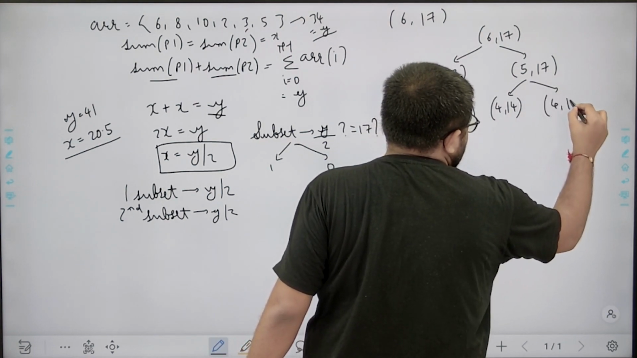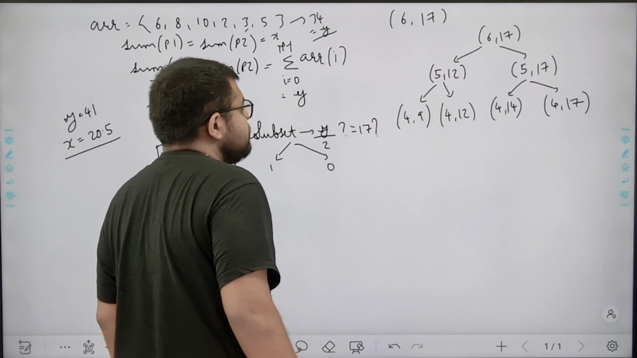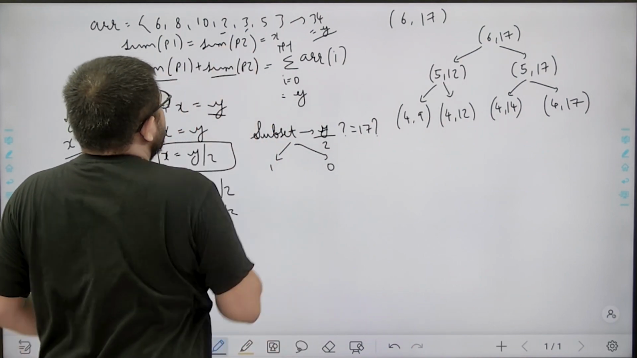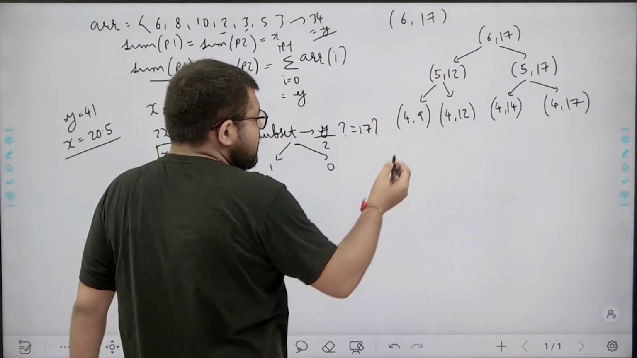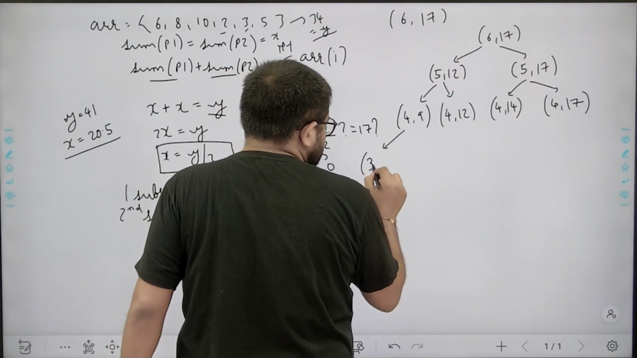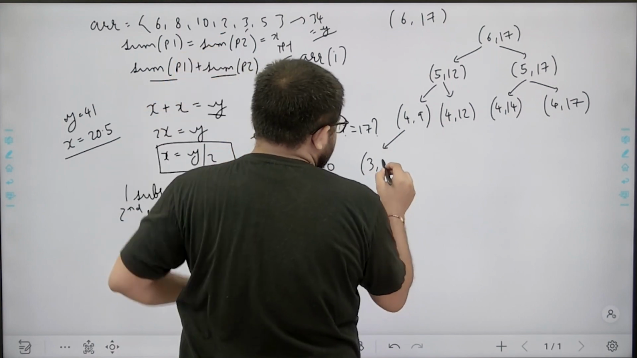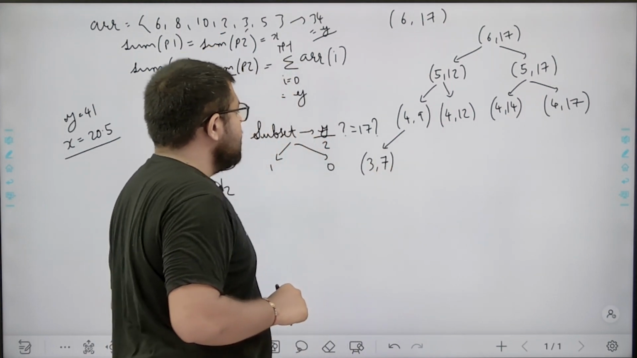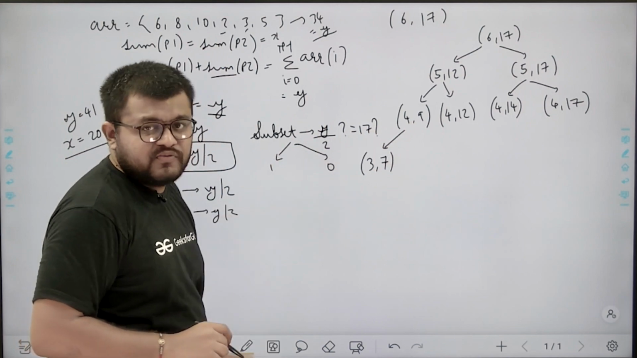So out of the first 4 elements, can I get a sum of 17? Now we are at this element. So either we will take it or not take it. So suppose we decide to take it. So out of the first 3 elements, can I get a subset with sum 7 or not? Because this value 2 would be reduced from this.